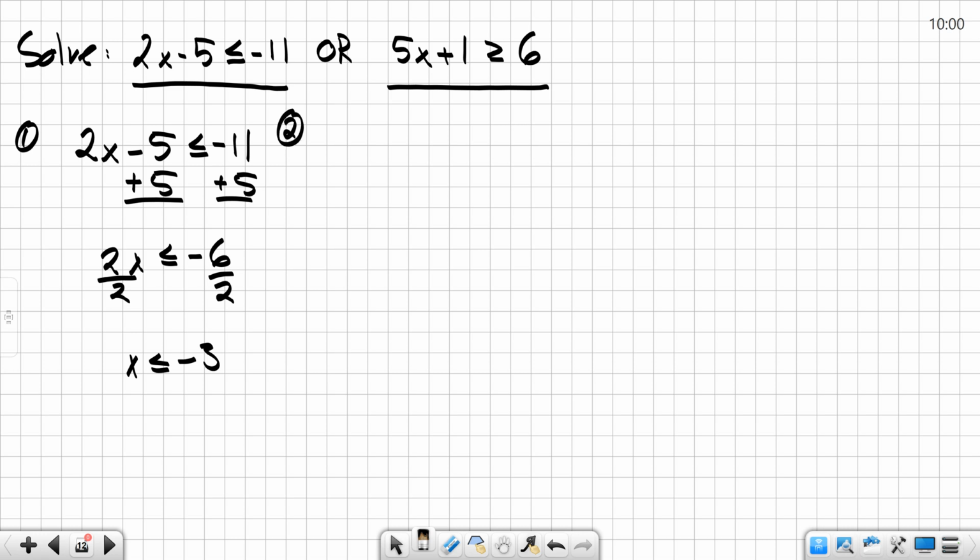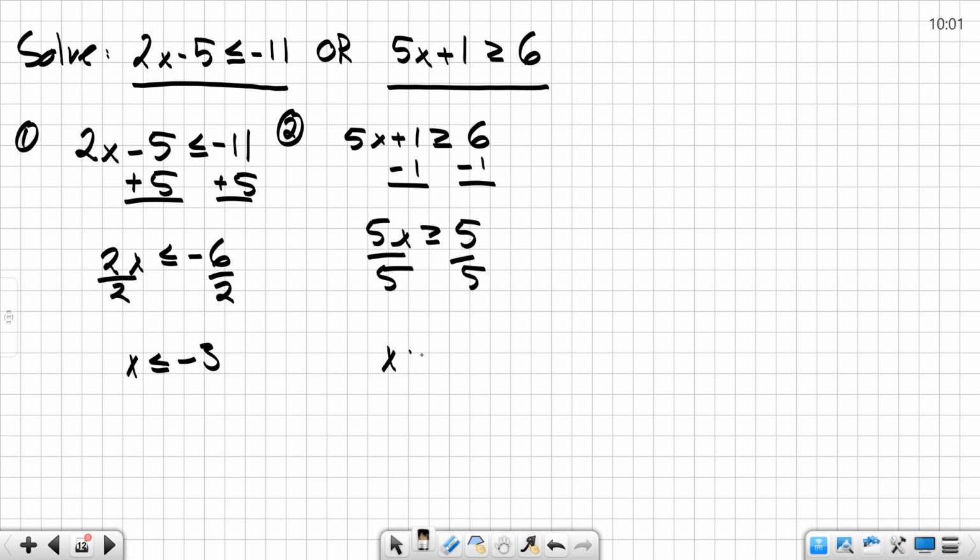Now, I'm doing the same thing with my second inequality. 5x plus 1 is greater than or equal to positive 6. I first subtract 1 from both sides, and I will get 5x is greater than or equal to positive 5. Now I will divide both sides by positive 5, and we end up with, well, what is 5 divided by 5? Positive 1.